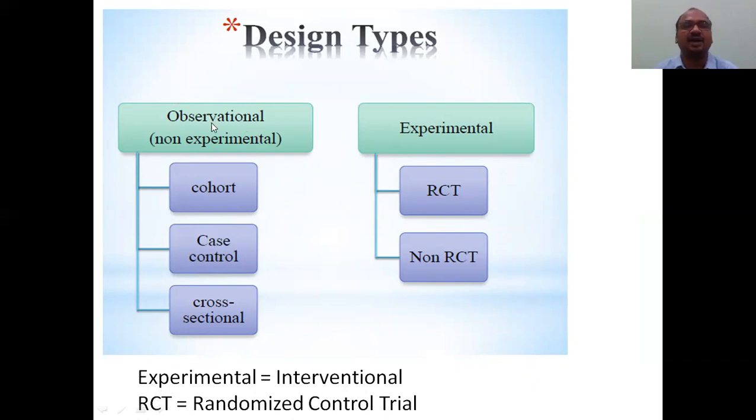Now we will see that observational is divided into three categories: cohort studies, case control studies, and cross-sectional studies. Among the three, case control studies are important. But we will see what a cohort study is and what cross-sectional is also. You concentrate mainly on case control study. In the exam, if they ask about observational studies, you have to write all of these, because cohort and cross-sectional come under observational. Keep that in your mind.